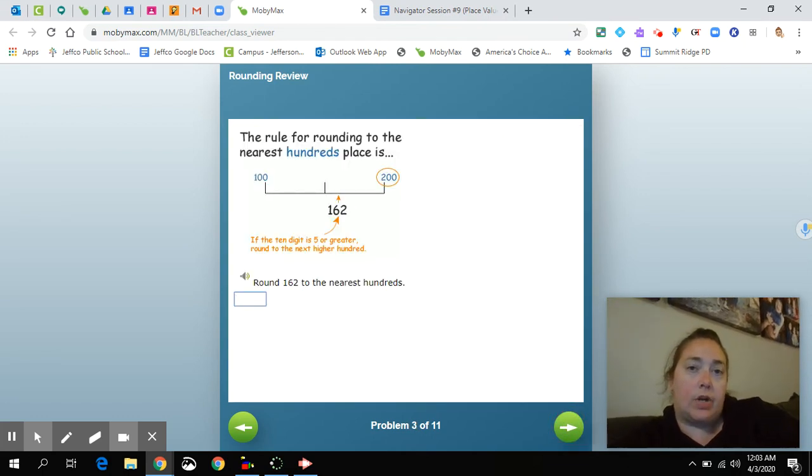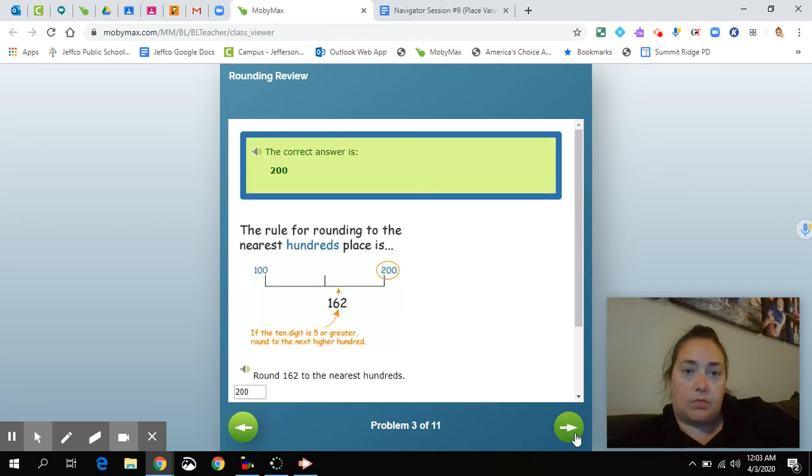Okay, so the rule for rounding with hundreds is just the same. You're thinking about this number 162, but instead of thinking about does it go to 10 or 20, you're thinking about does it go to 100 or does it go to 200? Smack dab in between 100 and 200 would be 150, and 162 would be somewhere over here on the right-hand side. And so 162 is closer to 200 as it rounds to the nearest 100.